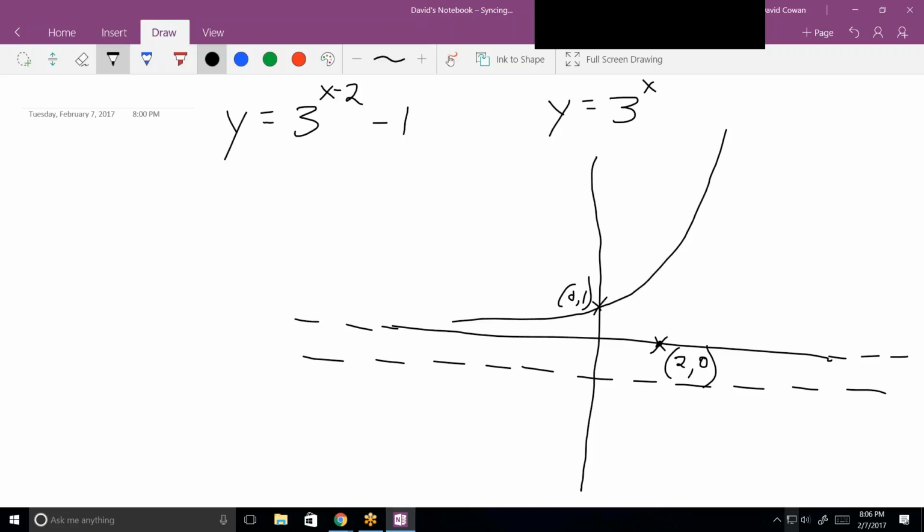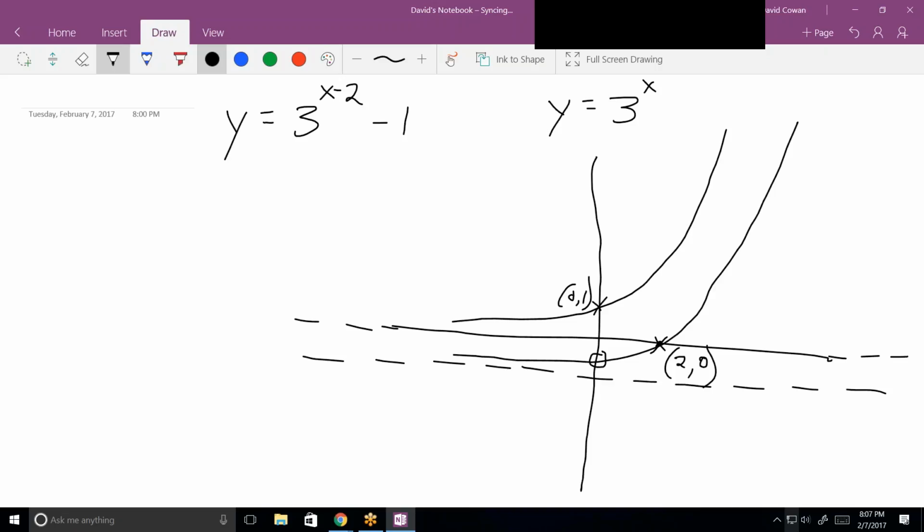Once we've moved our horizontal asymptote, now I can draw the curve. I'm not changing the shape of the curve at all. Neither of these transformations change the shape. Horizontal shifts and vertical shifts do not change the shape. So the shape is going to stay the same, and there's the graph.